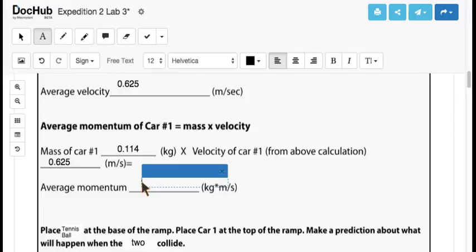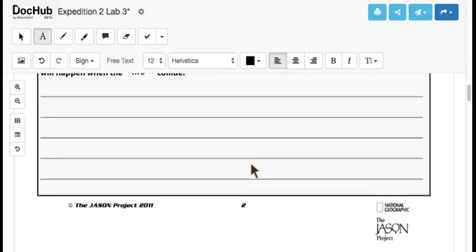You're going to get approximately 0.071 kilograms times meters per second. And that's a strange unit, but that is the unit for momentum. It's kilograms times meters per second because nothing cancels when you multiply those two together.